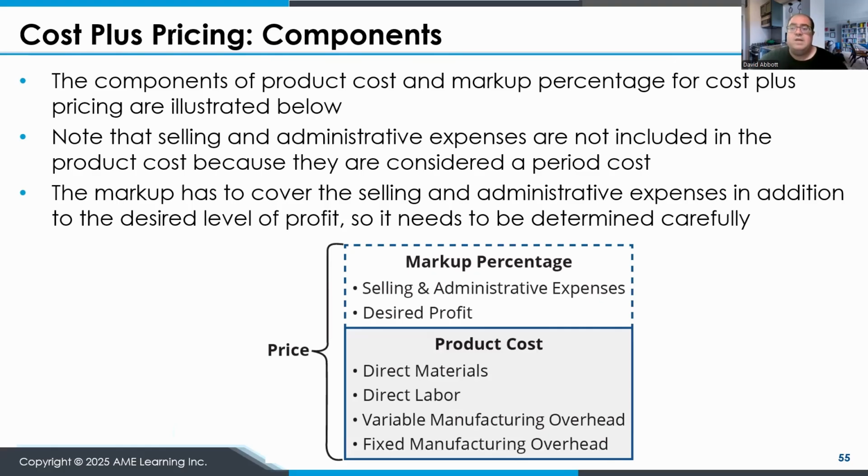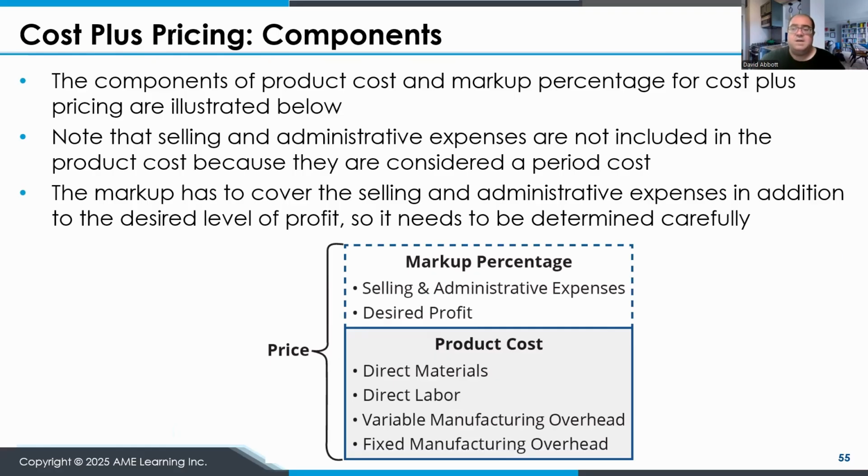Now the components of the product cost and the markup percentage for cost plus are shown here. Notice that we are not going to use selling and administrative expenses because that's a period cost. So we're only looking at the product cost, like we said. Now, the markup has to cover the selling and administrative costs in addition to the desired level of profit. So we need to determine that markup percentage very carefully.